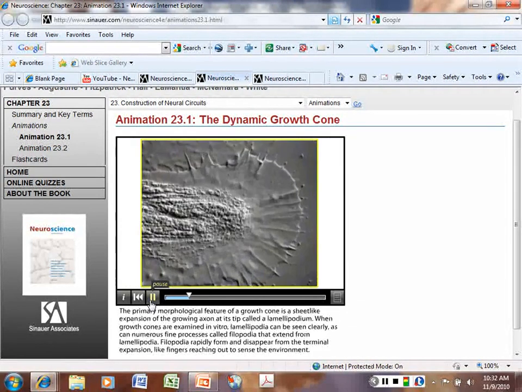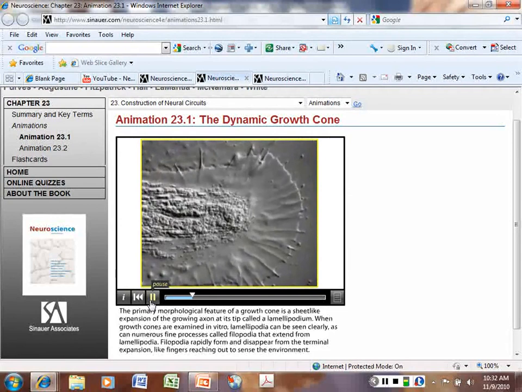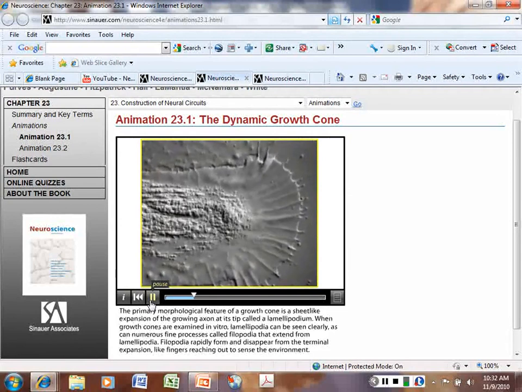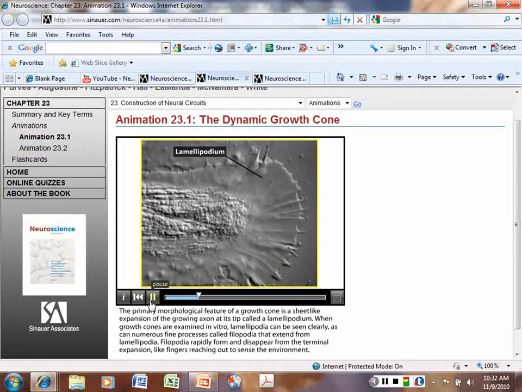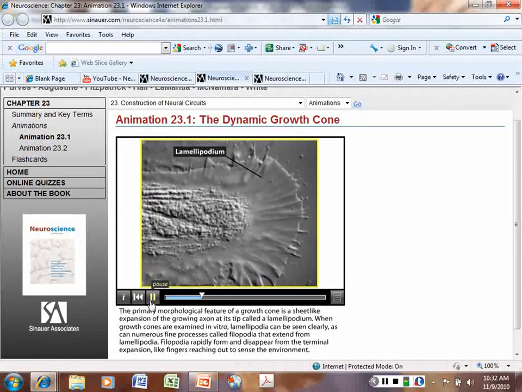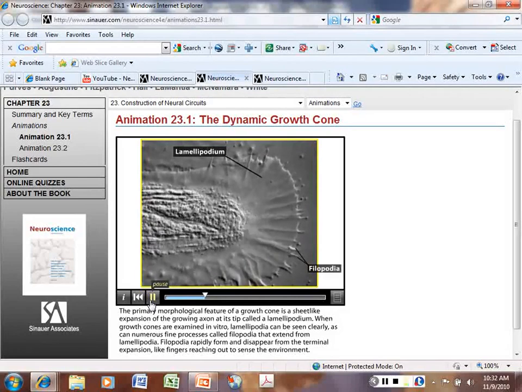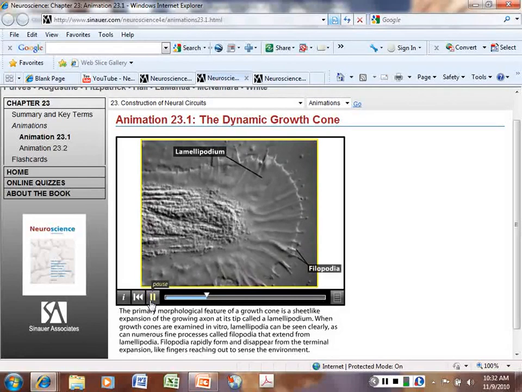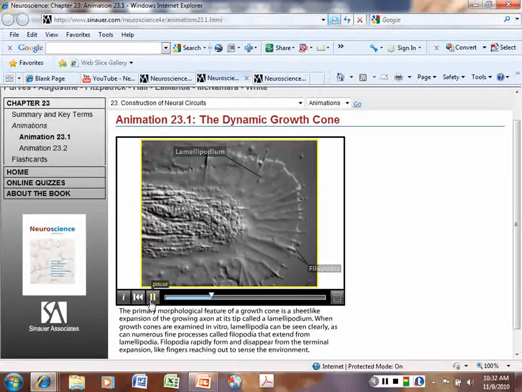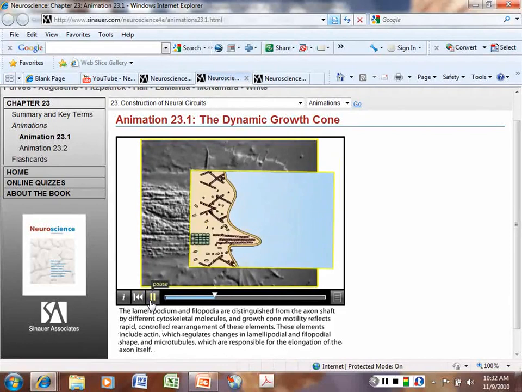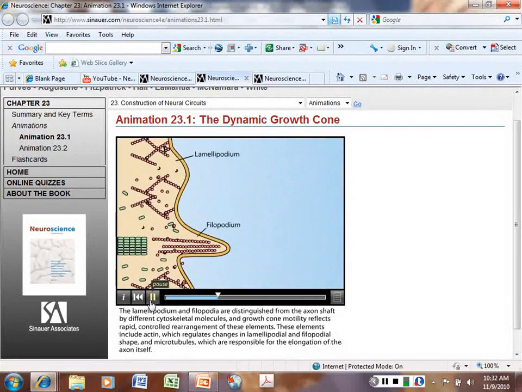The primary morphological feature of the growth cone is a sheet-like expansion of the growing axon at its tip, called the lamellipodium. When growth cones are examined in vitro, lamellipodia can be seen clearly, as can numerous fine processes called filopodia that extend from lamellipodia. Filopodia rapidly form and disappear from the terminal expansion, like fingers reaching out to sense the environment. The lamellipodium and filopodia are distinguished from the axon shaft by different cytoskeletal molecules, and growth cone motility reflects rapid, controlled rearrangement of these elements.